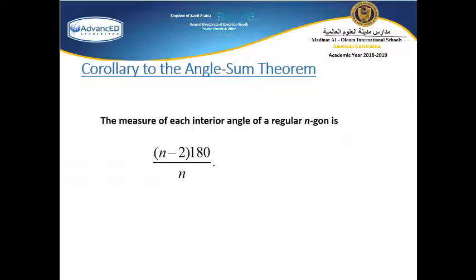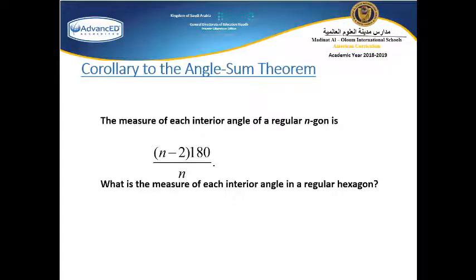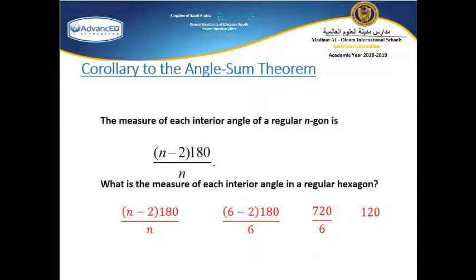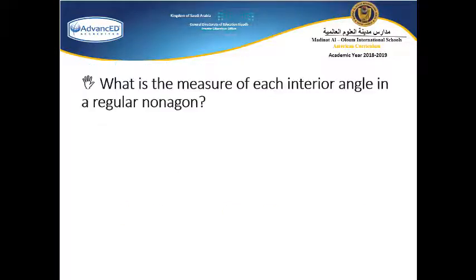How do we find the measure of each interior angle of a regular polygon? By using this formula: n minus 2 times 180 over n. What is the measure of each interior angle in the regular hexagon? The hexagon, as you know, has 6 sides. Then 6 minus 2 times 180 over 6. 6 minus 2 is 4, 4 times 180 is 720, divided by 6. We get that the measure of each interior angle of the regular hexagon is 120 degrees.